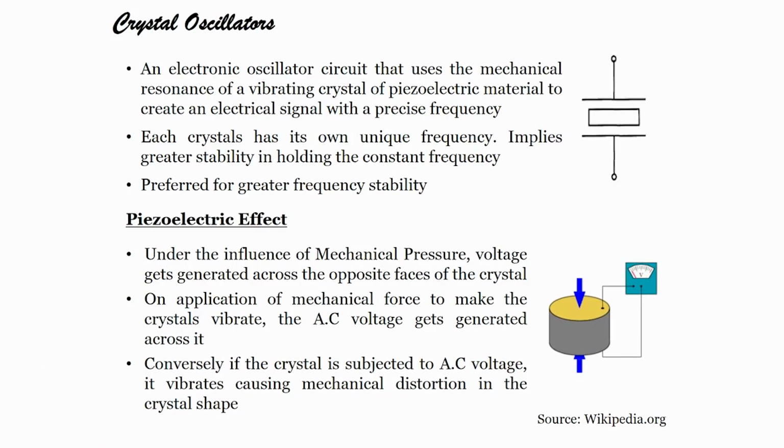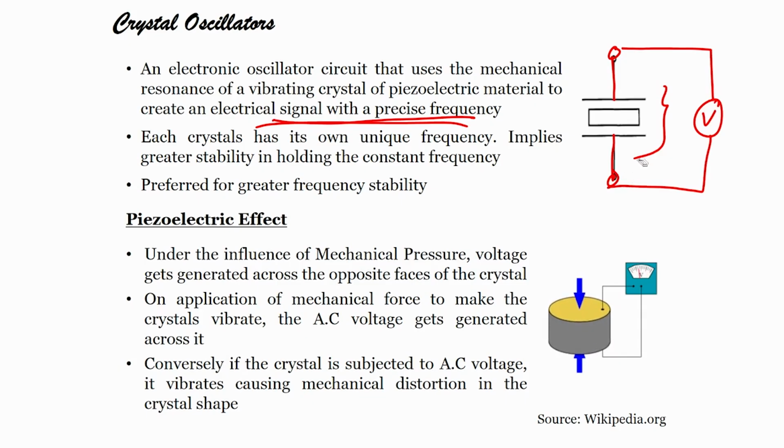Now if I talk about crystal oscillators, let us see the screen. It is an electronic oscillator circuit that uses the mechanical resonance of a vibrating crystal of a piezoelectric material to create an electrical signal with a precise frequency. We draw a crystal like this, and we take the output of the crystal, which is an electrical signal, a voltage, generated because of the mechanical resonance of this particular crystal.